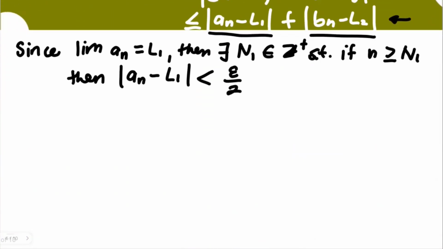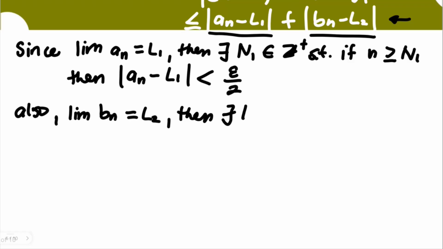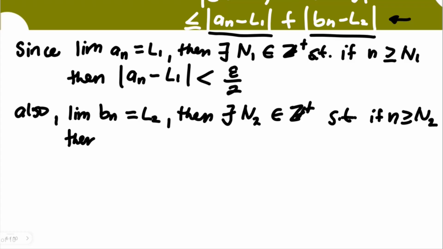So that's for that. Also, for the second, the limit of b sub n equal to L sub 2, there exists another n sub 2, which is an integer, such that if n is greater than n sub 2, then the absolute value of b sub n minus L sub 2 is also less than epsilon over 2. This is how we make sure that we are able to really go back to our epsilon. Okay, that's the term epsilon control.